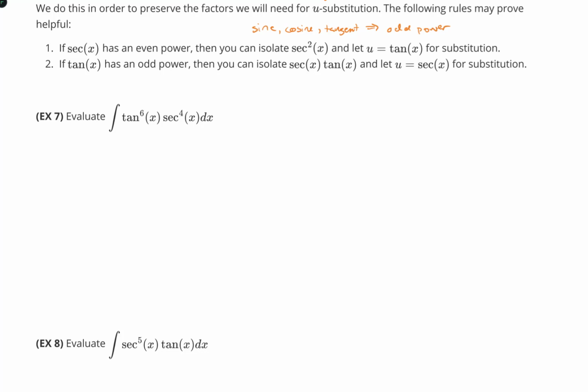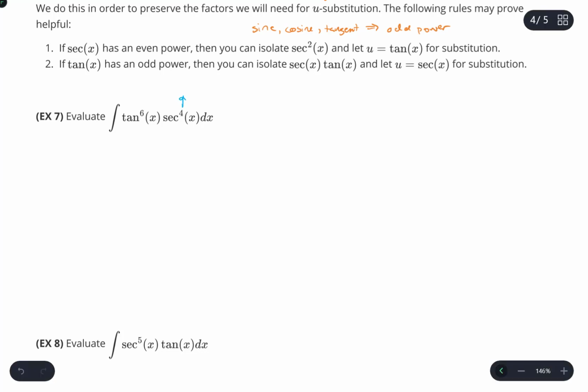Okay, so in this example here, I have tangent to the 6th of x, secant to the 4th of x dx. So sine, cosine, tangent, I'm looking for odd powers. I've got an even power of tangent, so I don't want to work on that. But I do have an even power of secant, so I want even powers of secant. So I'm going to rewrite this.